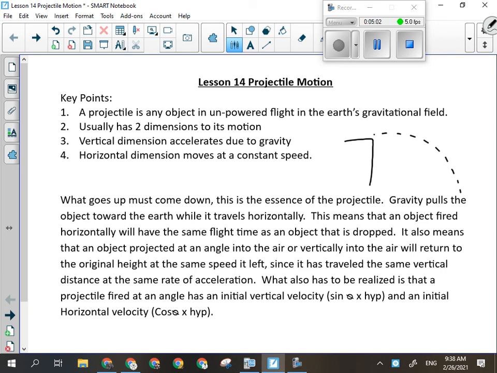But the vertical component will be accelerated motion. Now, the simplest projectile is just a falling object, okay? It hasn't been thrown horizontally, it's just been dropped. That's the simplest projectile, okay? It falls due to gravity at 9.81 meters per second squared.